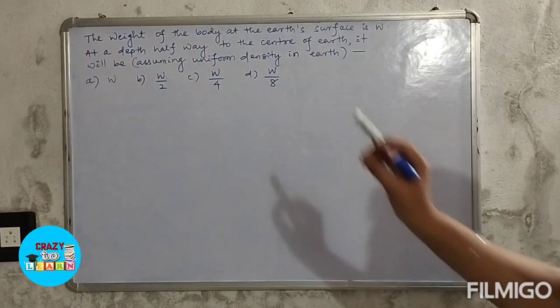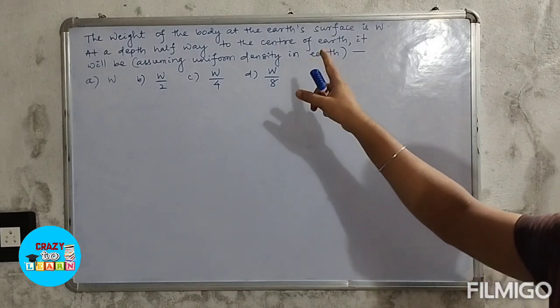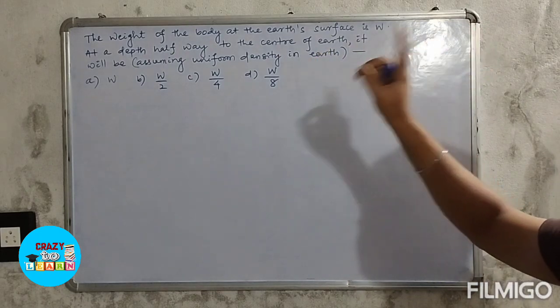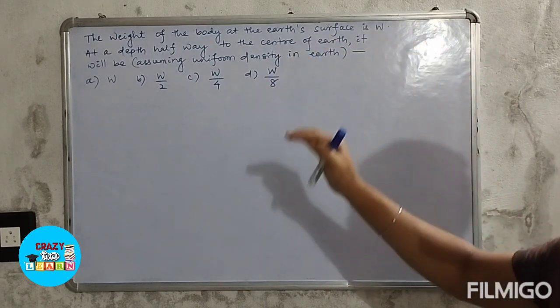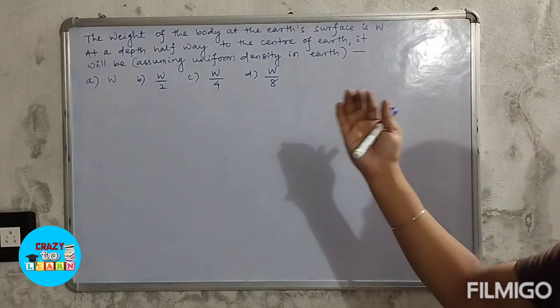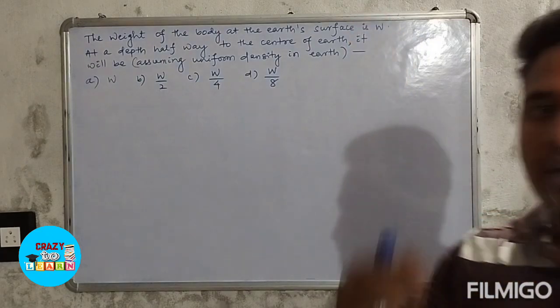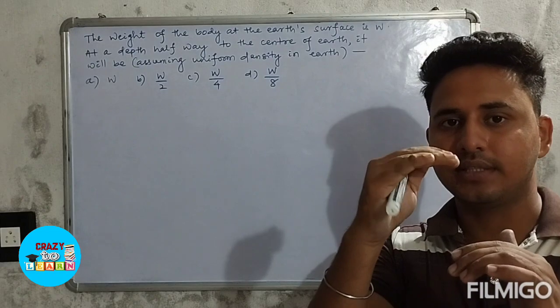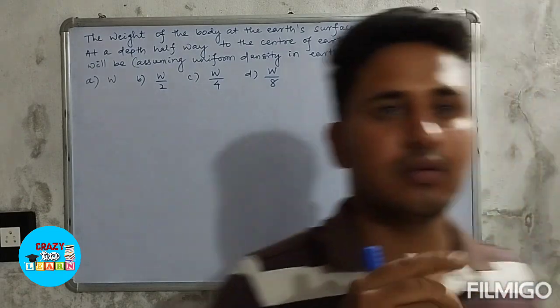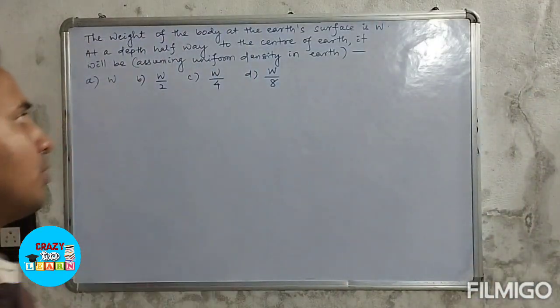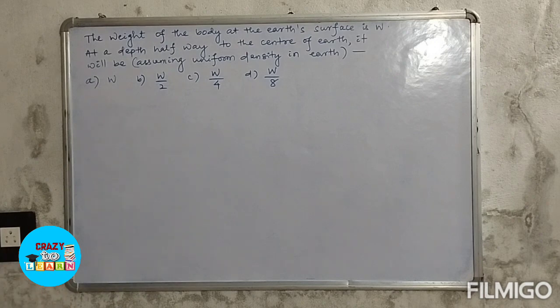Next question: the weight of a body at the earth's surface is w. At a depth halfway to the center of the earth, from the surface to the center at half the distance, what will be the weight? It is asked.